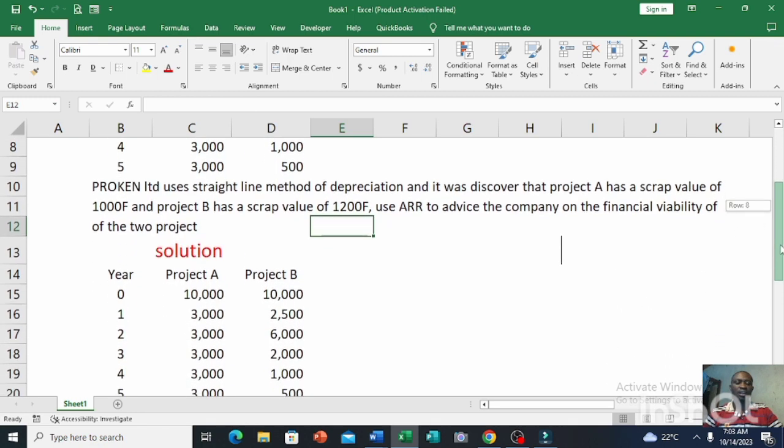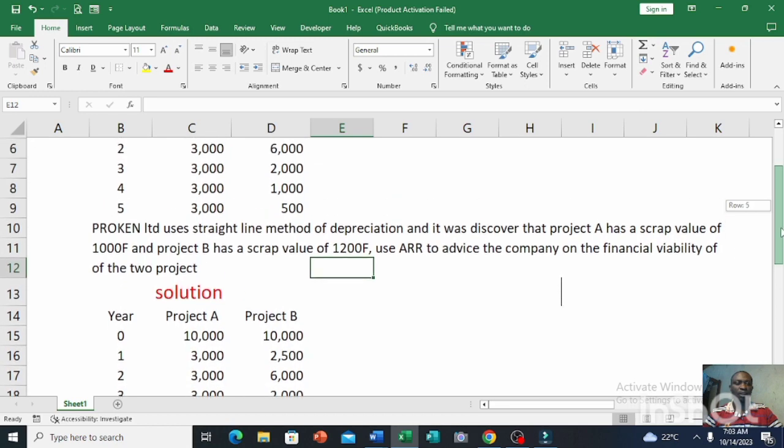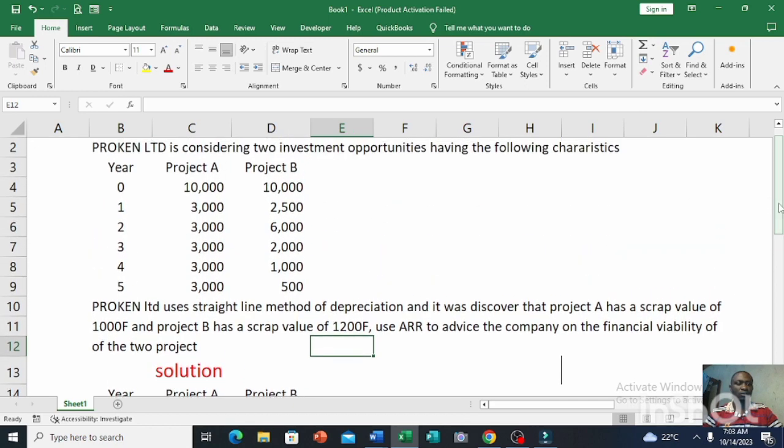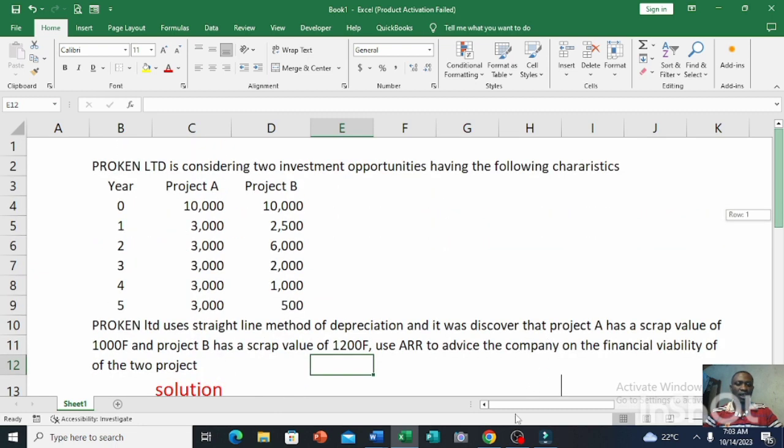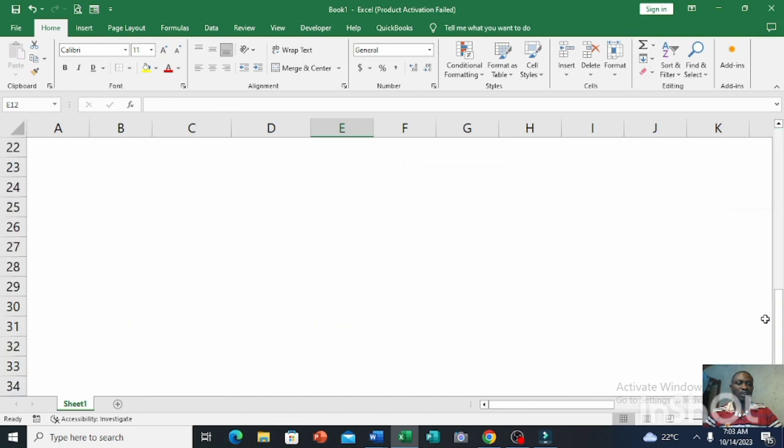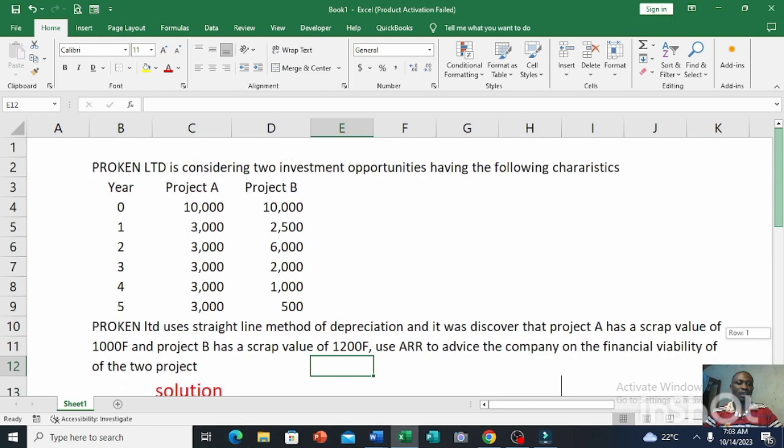In determining the accounting rate of return, we use the formula: the accounting rate of return equals average profit divided by average capital employed.